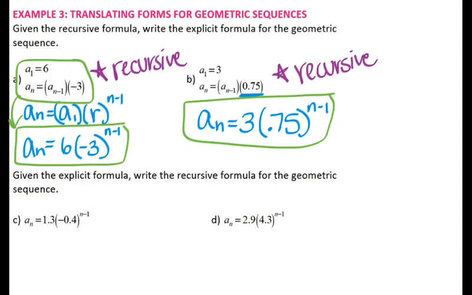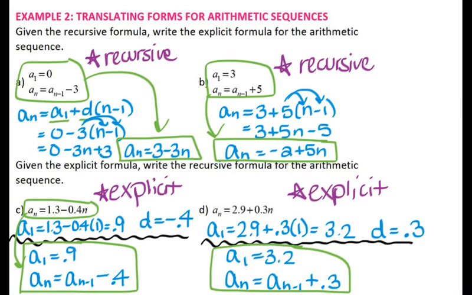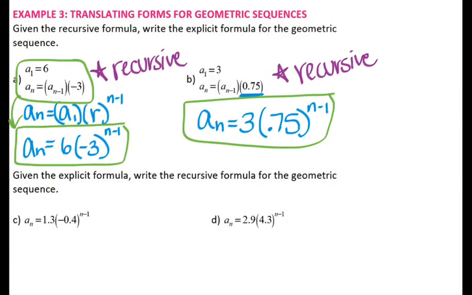So going back and forth between explicit and recursive for geometric is a little bit easier than what we did for arithmetic, because if we go back to arithmetic, we had more work to do. When we set up this formula, we put in our first term and our common difference, and we had to simplify it further. But when we do that for geometric, there's nothing else to simplify, because this right here is an exponent, so you can't distribute or anything like that.